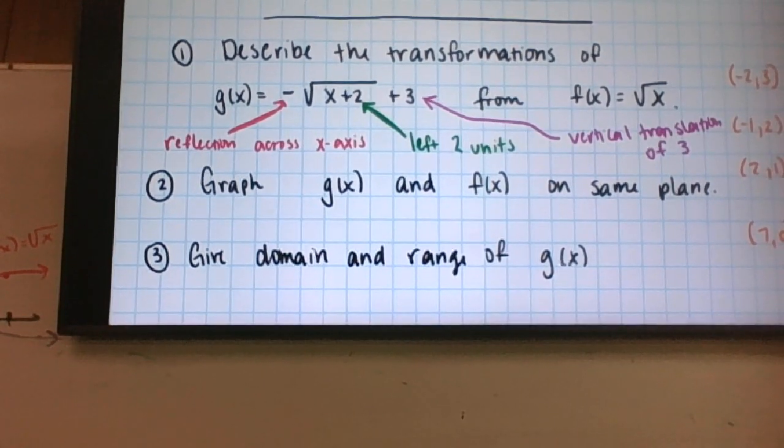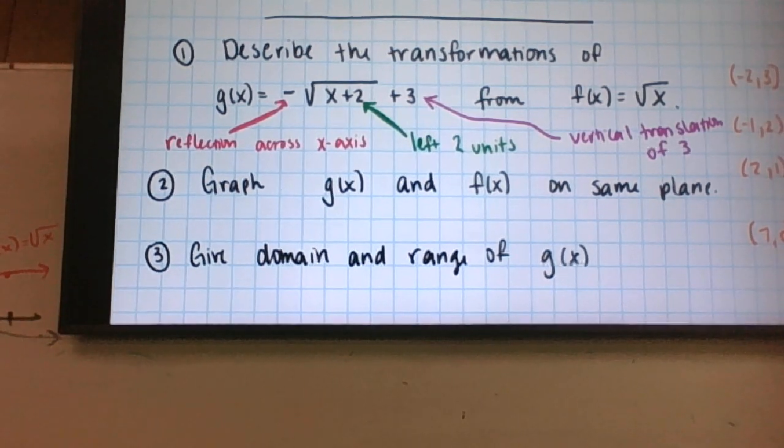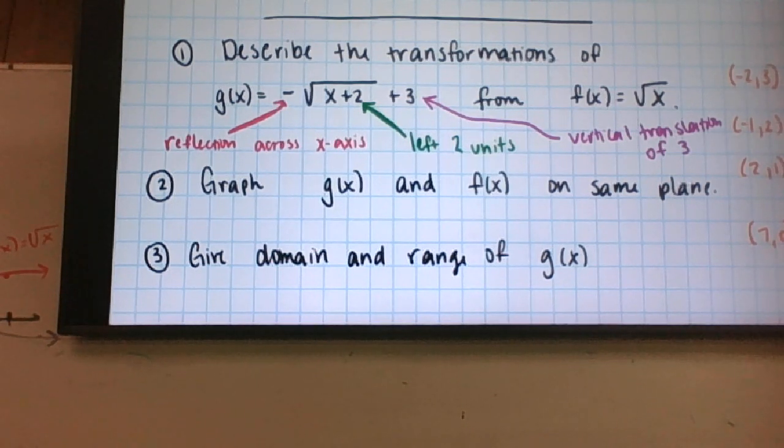Daisy, how'd you do? Did you come up with anything? Daisy, you gonna do domain? Madison, can you do domain and range? Let's hear it.